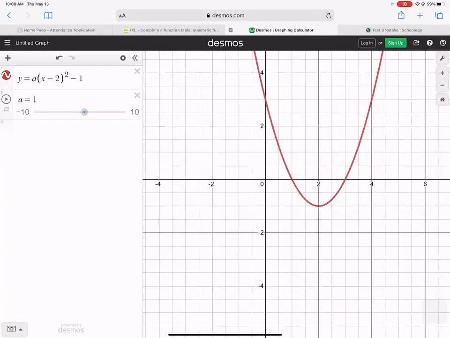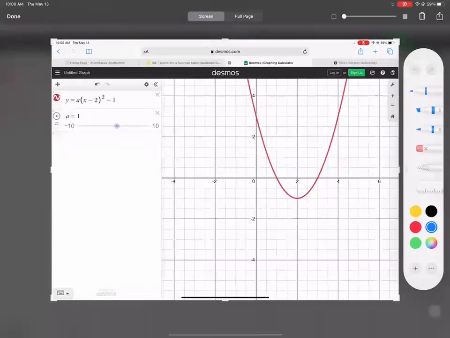The a value is currently at 1. And I want you to make note that it's at 1. So here is how we count. 1 space over, 1 space up. That is how we count our parabola. It can be super easy as that. 1 space over, 1 space up. 1 space over to the left is still 1 space up. Okay, it's a little hard to see, but that's going to be 3.